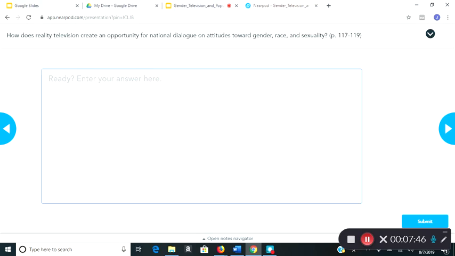So this book chapter focused on television. If they choose to do a television show episode as one of their primary sources in their research paper, then this book chapter would be an appropriate secondary source for them to cite in their research paper.